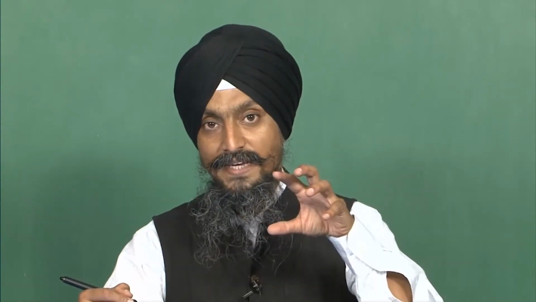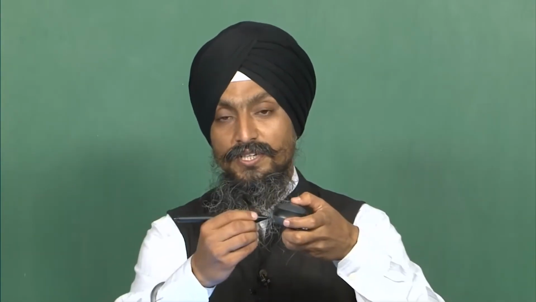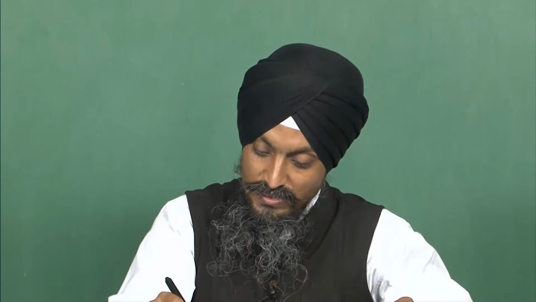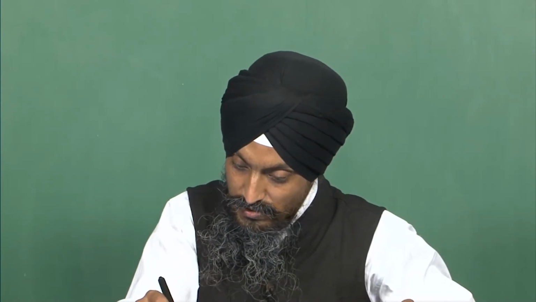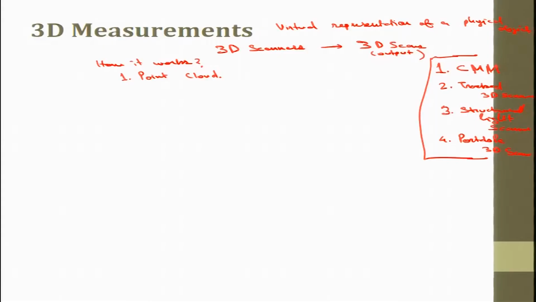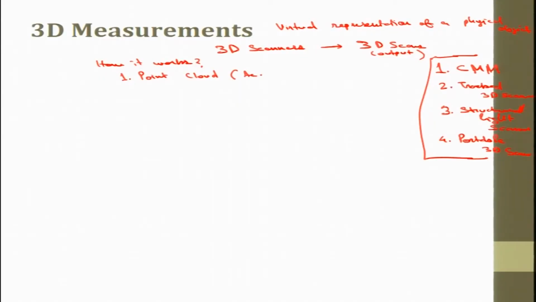So how does 3D scanning work? When we use a CMM machine, it tries to touch the points. The first step it produces is the point cloud. I will write how it works. The first step is the point cloud. This is actually the acquisition of the data or the shape, the first input I am getting from my surface. So I can say this is the acquisition of the scan.